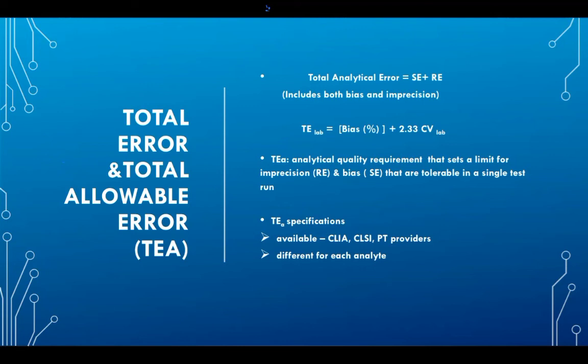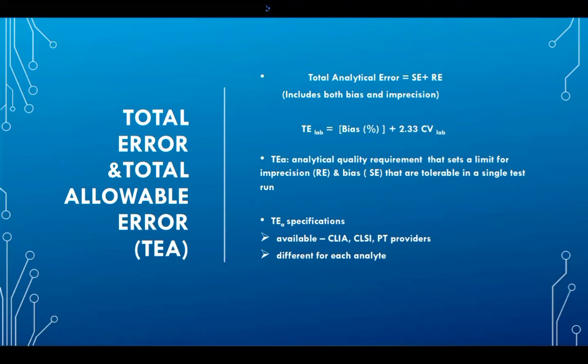What is total error in our laboratory? Bias percentage, this we are getting from our EQAS. CV percentage, this we are getting from our IQC. And with this formula, we can calculate total error in our lab from IQC: bias percentage plus 2.33 into CV lab. So this total error in the lab shall be less than total error allowable.